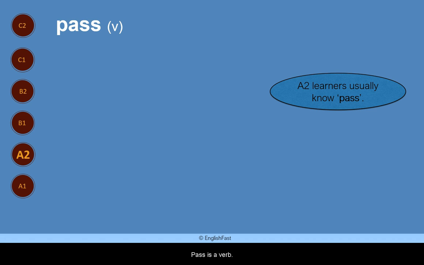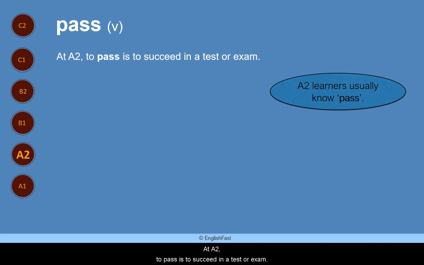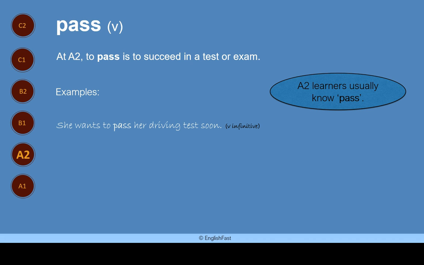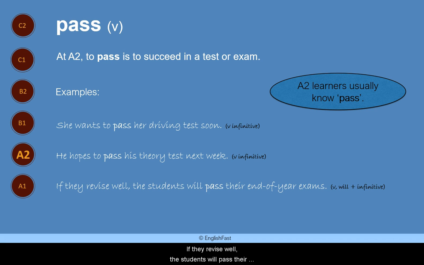Pass. Pass is a verb. A2 learners usually know pass. At A2, to pass is to succeed in a test or exam. Here are some examples. She wants to pass her driving test soon. He hopes to pass his theory test next week. If they revise well, the students will pass their end-of-year exams.